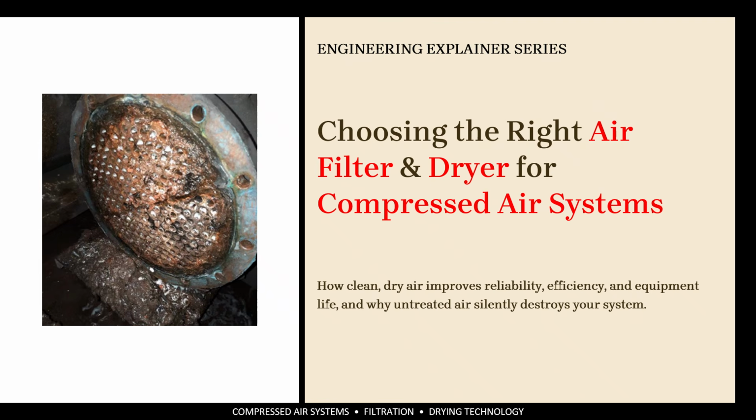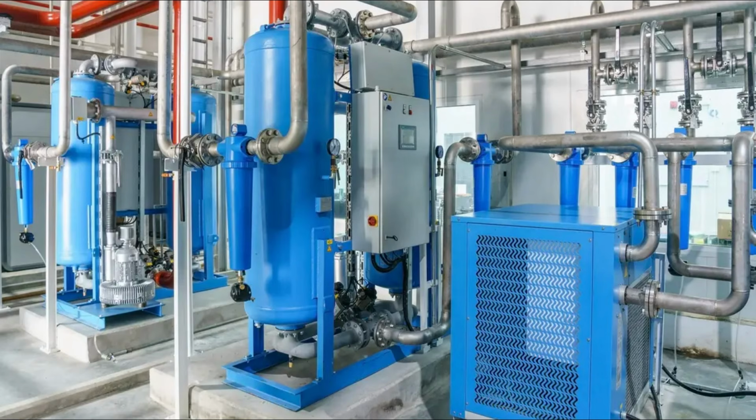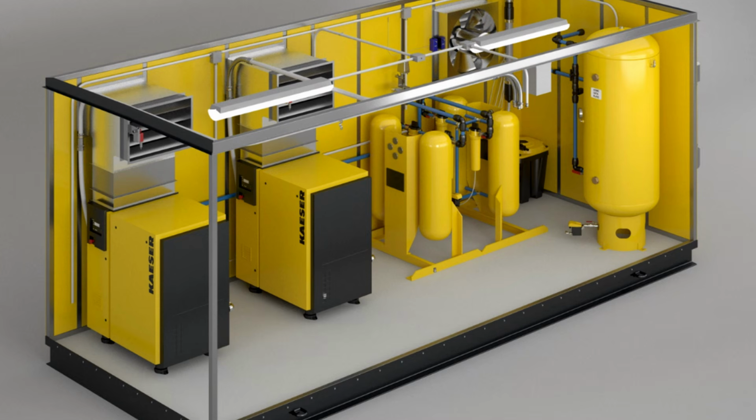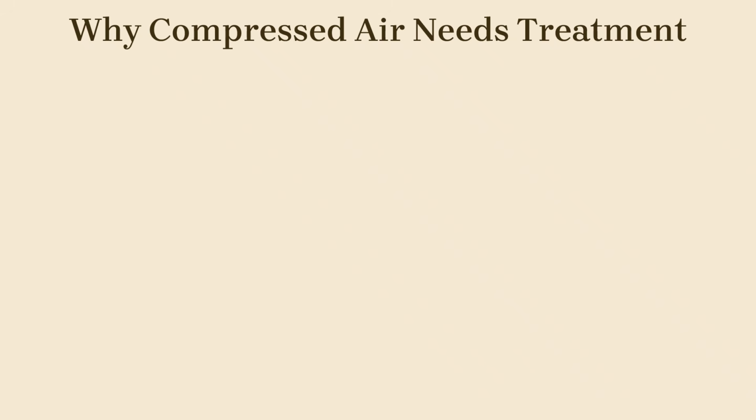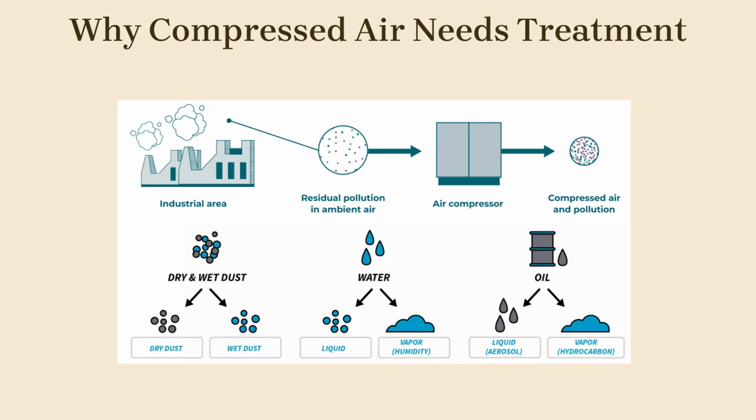In this presentation, we'll explore how filters and dryers work together to improve reliability, efficiency, and equipment life in compressed air systems. To understand why air treatment is important, we first need to understand what happens during air compression. Atmospheric air naturally contains water vapor, dust, pollutants, microorganisms, and airborne particles. When air is compressed, its temperature rises, moisture condenses, and contaminants become concentrated.